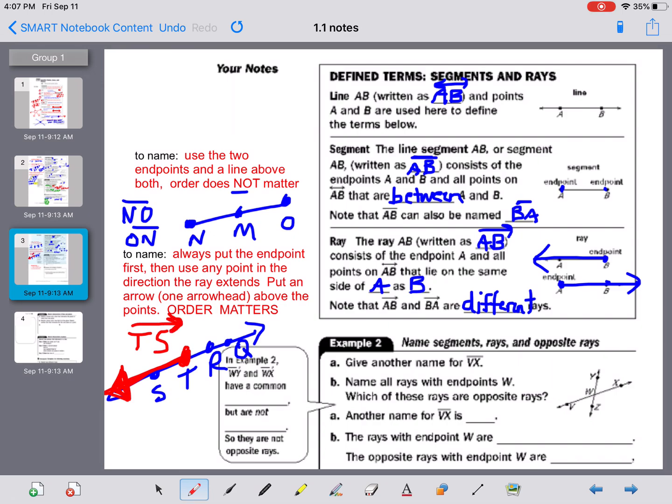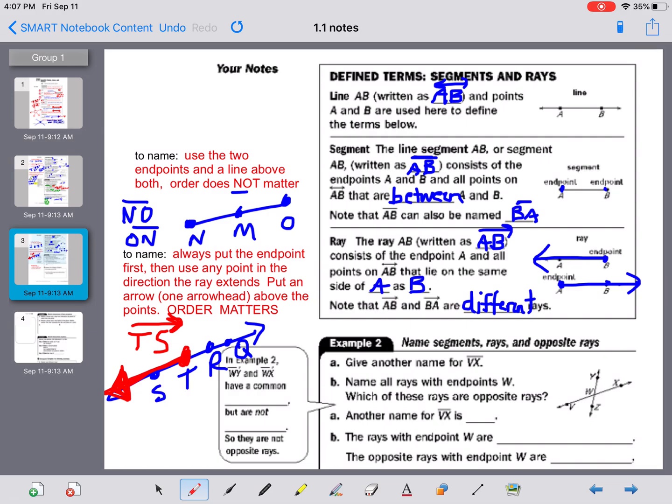So even though that ray is going down to the left, I still write how we write in English, the first letter of where it starts, and then a letter it goes through, and I make my arrow always go to the right. So when I see your ray names on your paper, it should always have an arrow that goes to the right and only to the right, okay? So the order is super important here.